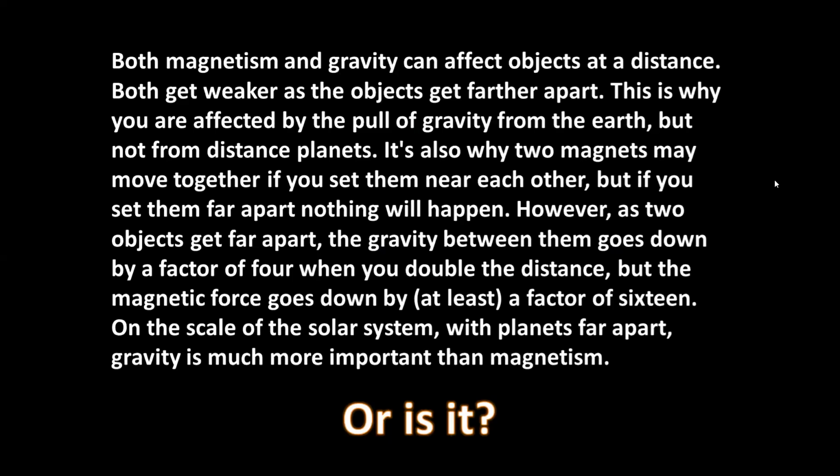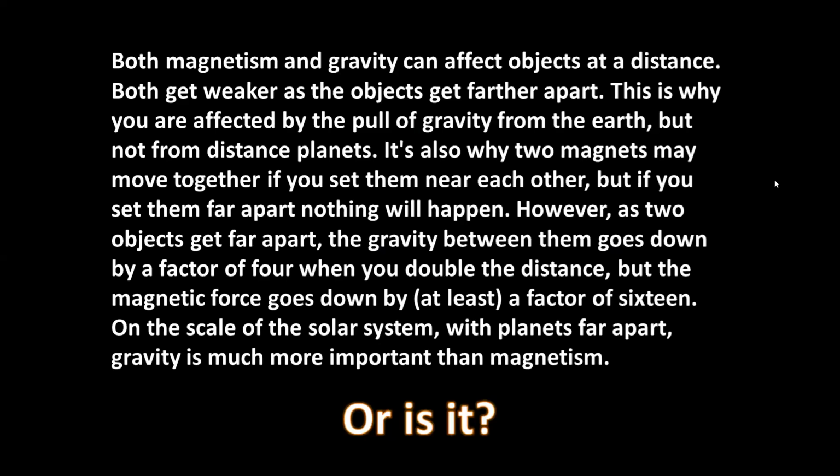Think about this. Mars doesn't have an effect on us. The sun doesn't have a pull on us. It's also why two magnets may move together if you set them near each other, but if you set them far apart, nothing will happen. However, as two objects get far apart, the gravity between them goes down by a factor of 4 when you double the distance. But the magnetic force goes down by at least a factor of 16.